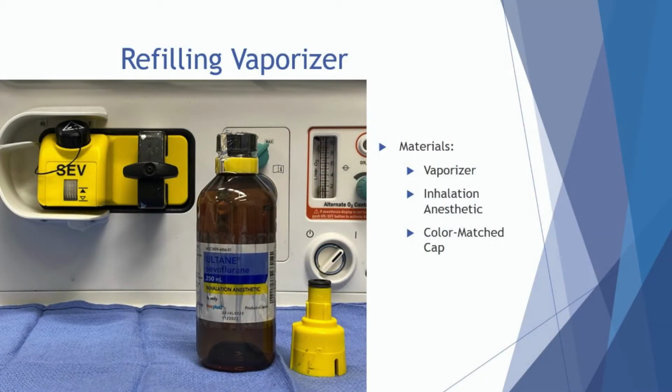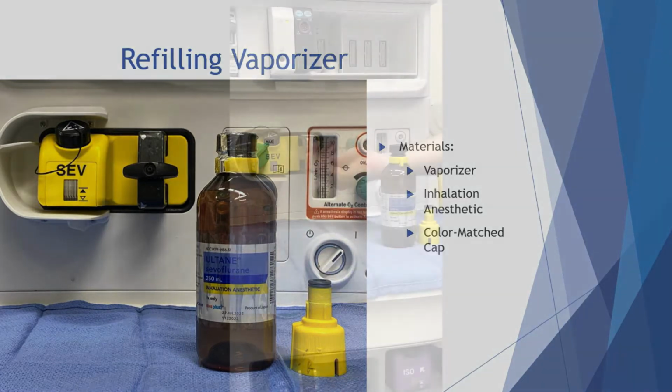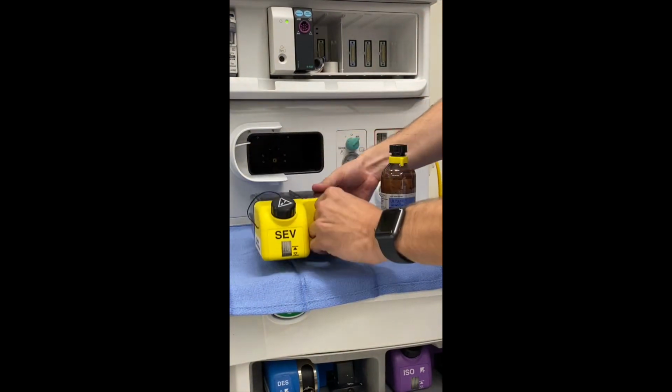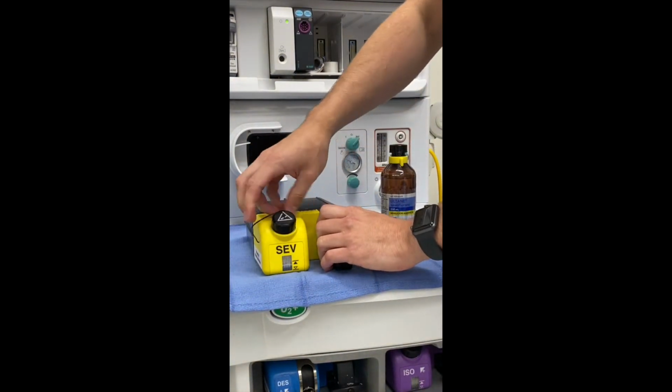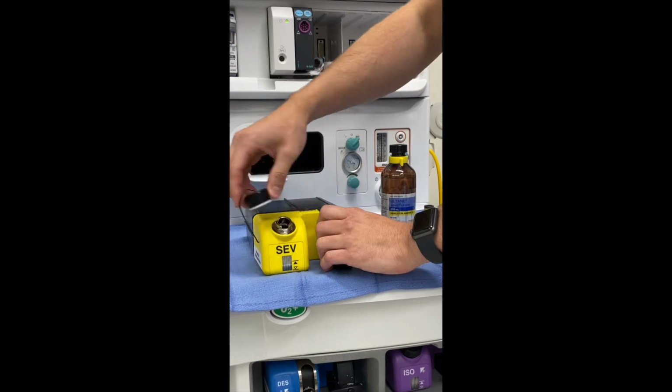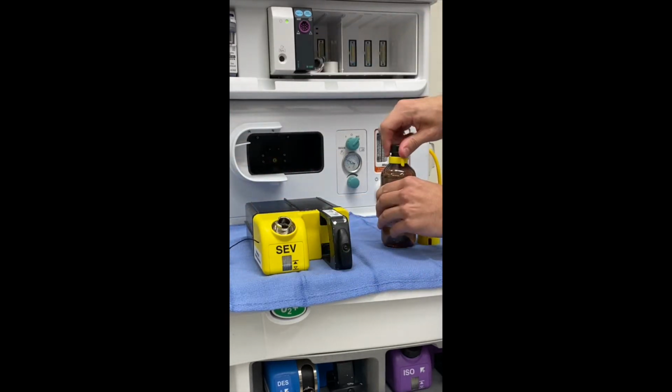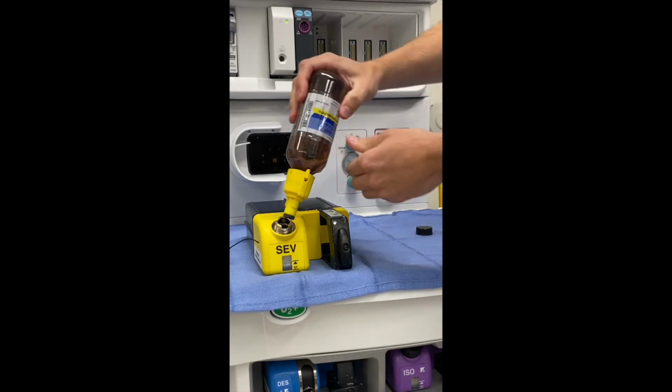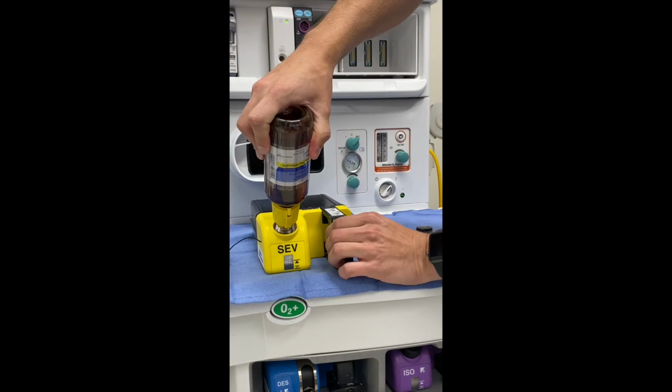It's important to ensure the volatile anesthetic vaporizer is full prior to starting each case. Each anesthetic has a color-coded cap that matches the color of the vaporizer. Remove the vaporizer from the anesthesia machine by twisting the lock to be vertical. Unscrew the cap on the vaporizer and attach the color-coded refilling cap onto the volatile anesthetic bottle. Insert the bottle into the vaporizer, ensuring that the cap fits into the slots.